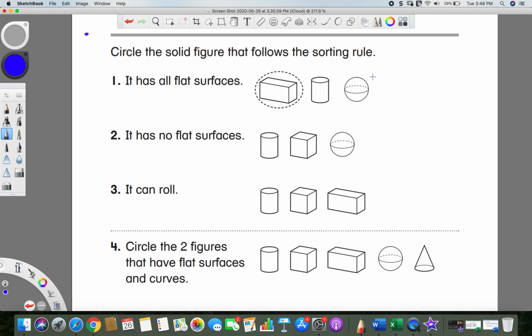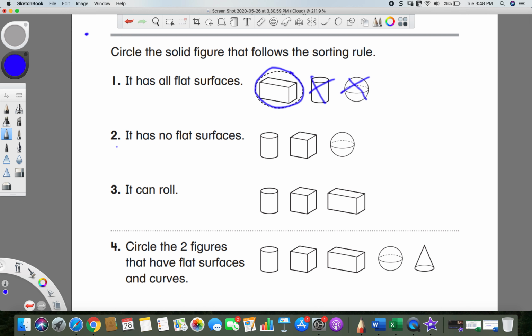So right away you can see that this sphere can't be it because it's all round. The cylinder can't be it because it has some round parts to it. So that leaves this rectangular prism, and it has all flat surfaces. It's flat on the top, the sides, the front, the back, everywhere.